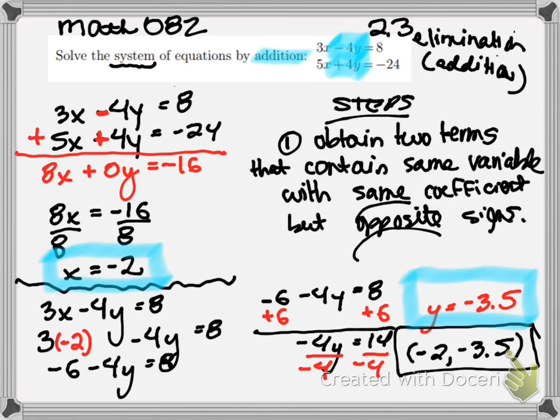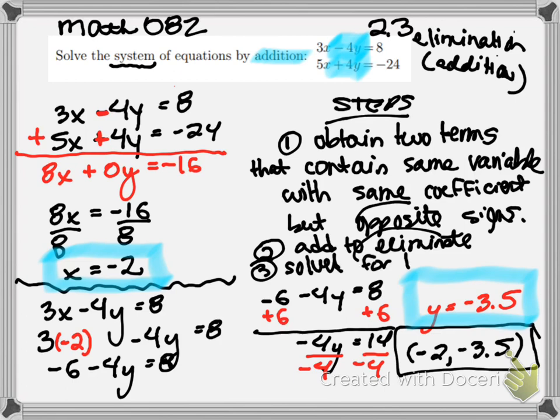So we obtained the two terms. They contain the same variable with the same coefficient but opposite signs. We added them together to eliminate one variable, and we solved for one variable. I'm kind of out of room here, but then we used substitution to solve for the other variable.